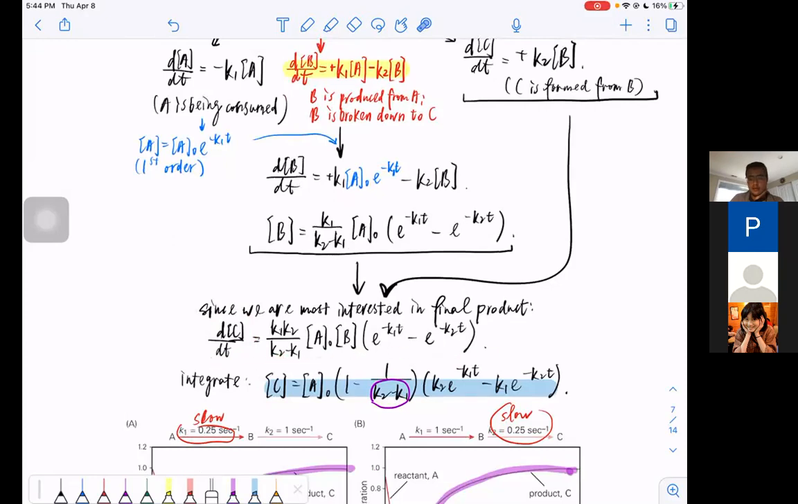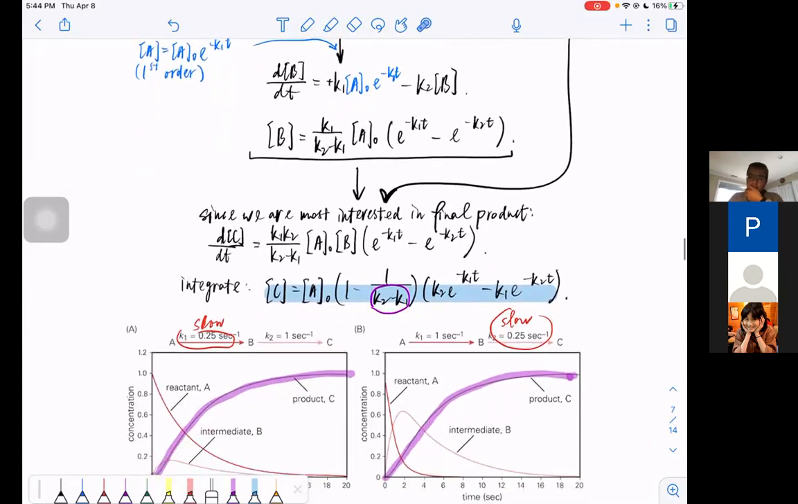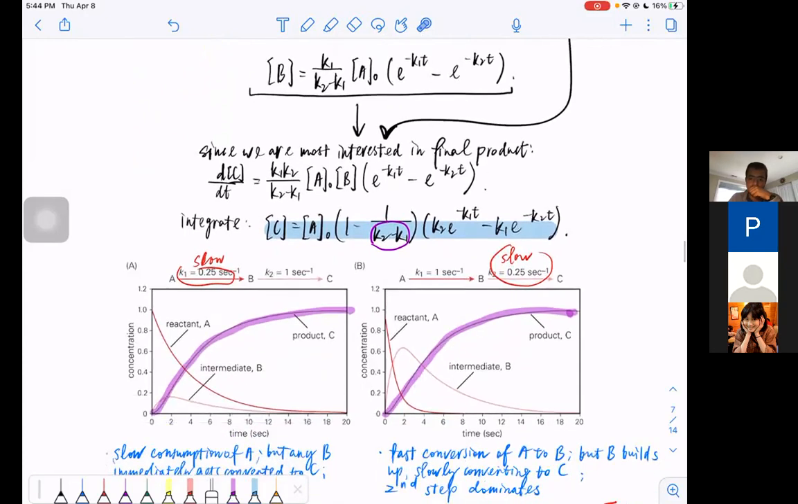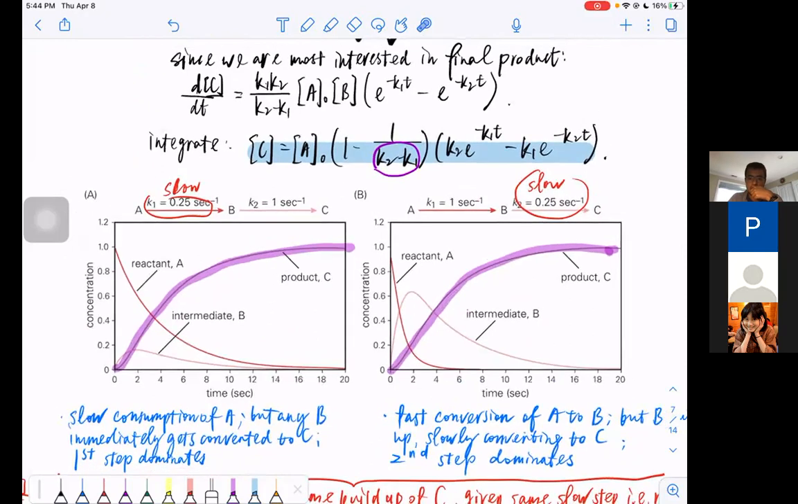and let's do the integration on this rate law. And that gives us this expression. You should not remember this at all. I've never used this in my entire life, but we can still appreciate this. Why? Because this graph is also what you saw from the lecture. It's basically saying no matter the order of slow step and fast step, the buildup of C will essentially be the same.